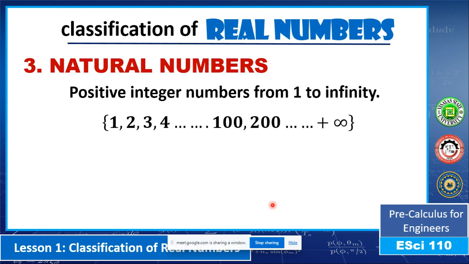When we talk about natural numbers, these are limited only to positive integers from 1 to infinity. So it starts at 1. Such as this set of natural numbers: 1, 2, 3, 4, 100, 200, up to positive infinity. My question is, is 0 a natural number? What do you think, class? Is 0 really included in the natural numbers? Some say yes, it's a whole number. Others say no.